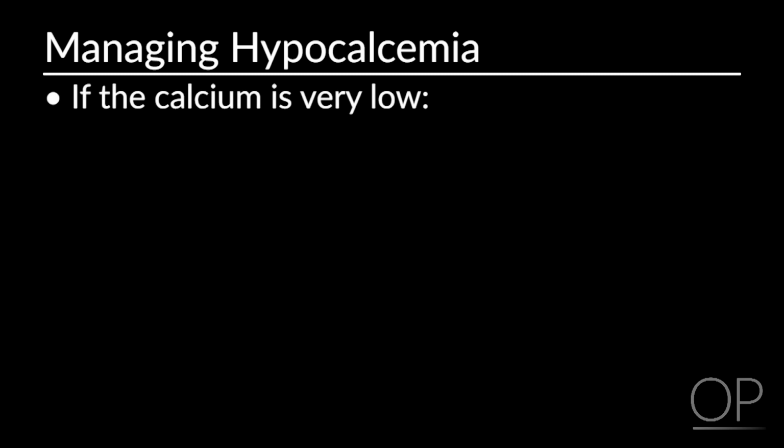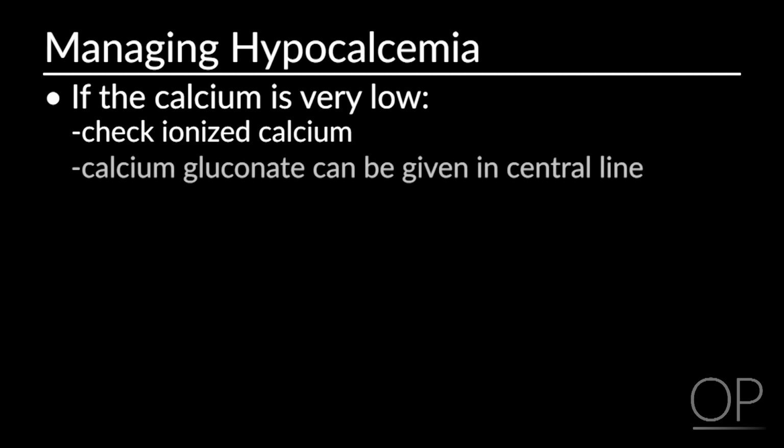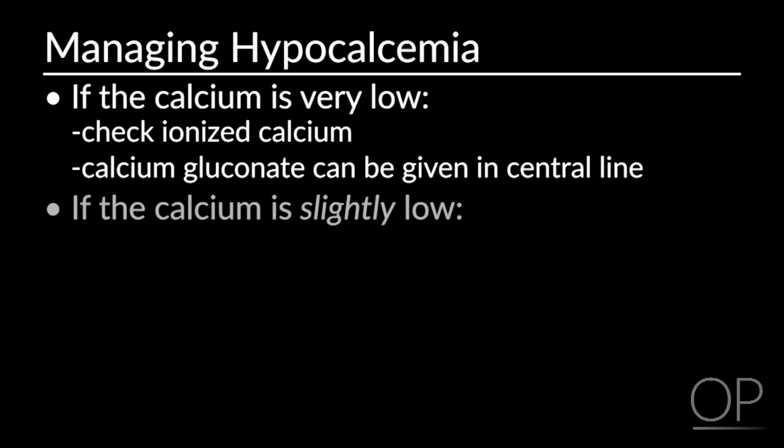If the calcium is very low, I would recommend checking ionized calcium. This way, we can ensure that the calcium levels are truly low, and if that's the case, we can give calcium gluconate urgently via the central line. But ideally, if you've caught tumor lysis syndrome early, the calcium levels will just be slightly low, and we can give oral calcium, which is also a good gut protectant.